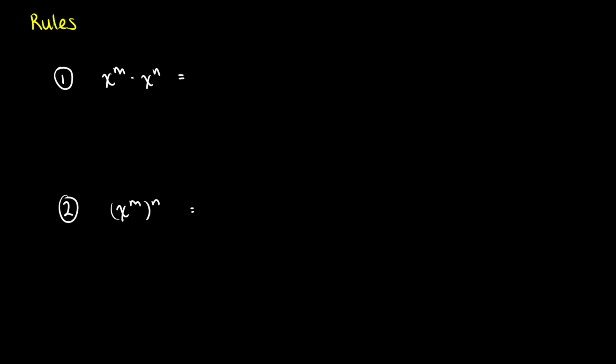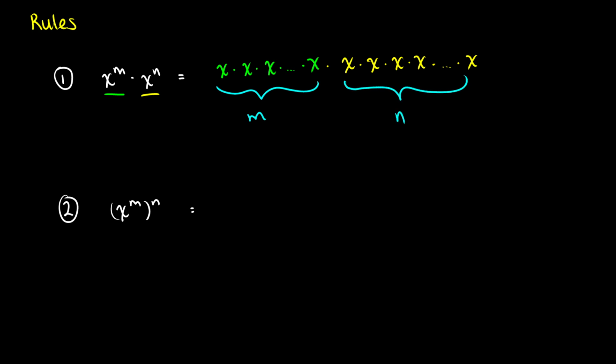So imagine we have x to the m times x to the n. Okay, well, x to the m just means we're doing x times x times x times x, and this happens a total of m times. Now we want to multiply this by x to the n. So this is going to be x times x times x times x, a bunch of times, and this last bit happens a total of n times.